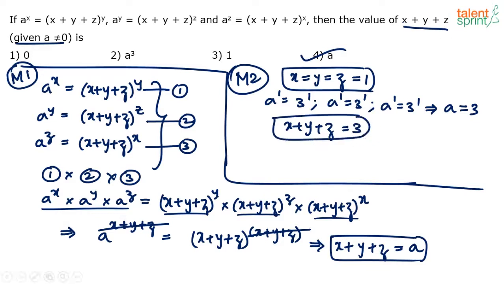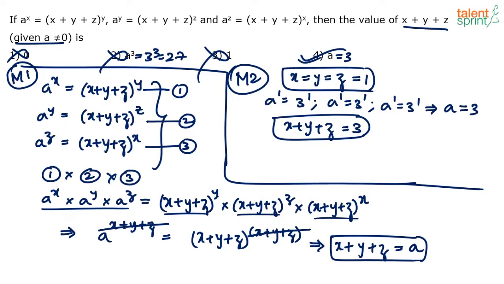Which option is given as 3? Option 1 is 0. So not the answer. Option 2 says a power 3. See, we have got a equals to 3. So this will become 3 power 3. But 3 power 3 is 27. We know that x plus y plus z is equal to 3. So this is eliminated. Option 3, 1 is eliminated. Option 4 is a. We know that a is equal to 3. So x plus y plus z equals to 3. Satisfied or not? Yes. So option 4 is the answer. So that's the other way of doing it.